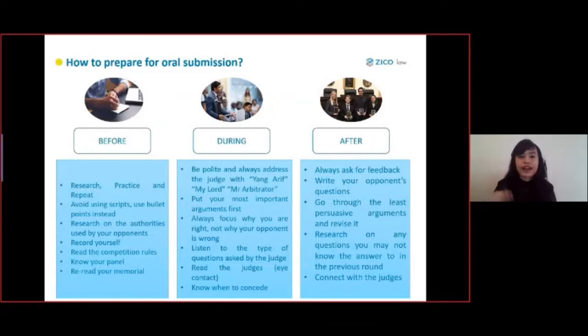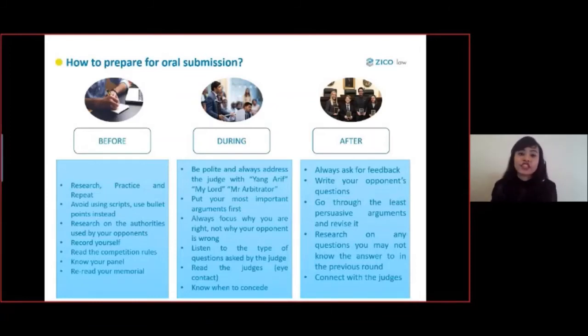So always revise it. If you know that this is not a sound argument and if it's not accepted by the judge, always think of why. But bear in mind, sometimes it's just the judge. So don't be scared. Just discuss about it again with your moot coach or your teammates.